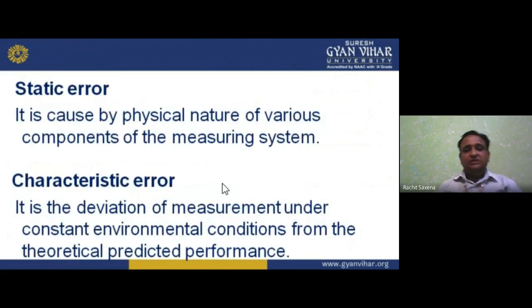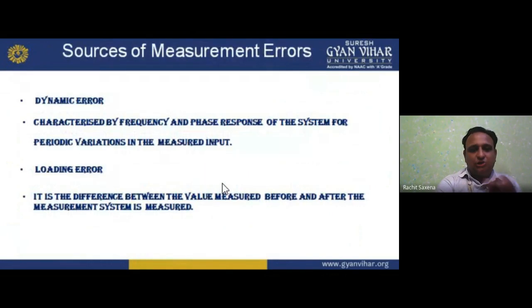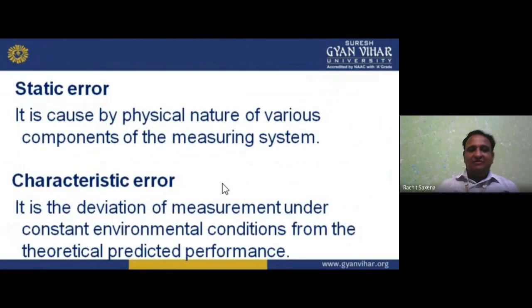Now, static error. If I am talking about static error, it is caused by the physical nature of various components. First we have the random error, then we have the systematic error. The sources are dynamic error, loading error, and static error. Static error is caused by the physical nature of the various components of the measuring system. For example, if I have a measuring system, it is caused by the physical nature of its various components.